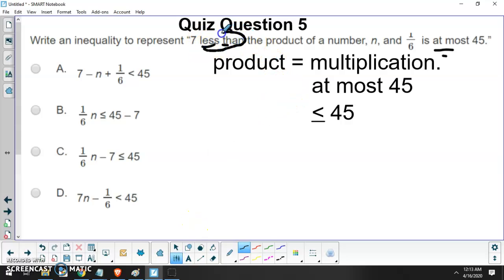The words less than, the word than is a reversal type word, meaning what is after it is actually what you're taking from. Okay, you're taking 7 from what is after it. All right, so anytime you see the word than, what is after it is what you're taking from, so you want to put it first. Okay, so you have 1/6 times n minus 7, and hopefully that helps you figure out the answer. Okay, and you can only pick one of them.